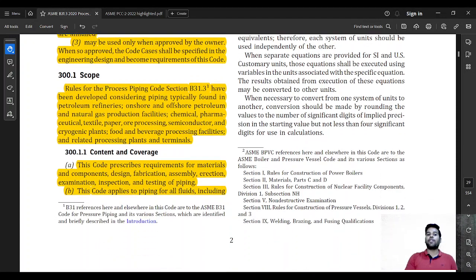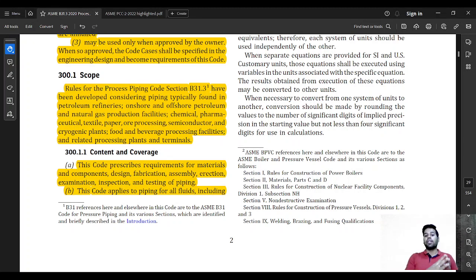Scope: the rules for process piping code B31.3 have been developed considering the piping typically found in petroleum refineries, onshore and offshore petroleum and natural gas production facilities, chemical, pharmaceutical, textile, paper, ore processing, semiconductors and cryogenic plants, food and beverage processing facilities, and related process plants and terminals. So all of these services are going to be considered as process piping, which are going to be governed by this code, that is ASME B31.3.